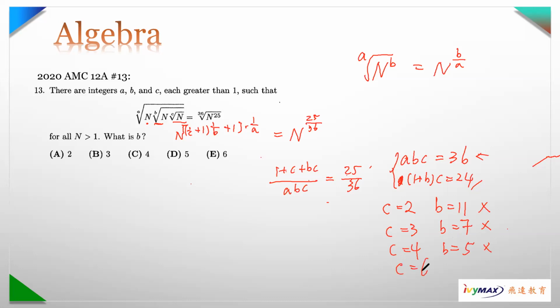C equals 6. So if C equals 6, we give the B value as 3. Okay, so that should work because 3 now is a factor of 36, right? And that leaves A as 2. All of A, B, C are integers and greater than 1. So this should work as a combination. Based on that, B should be 3.